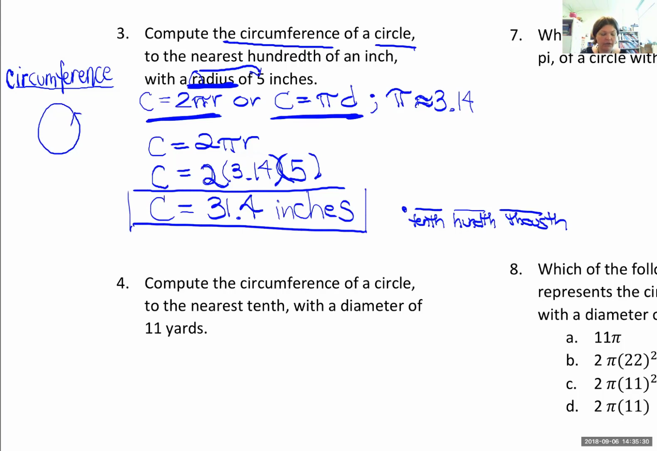Hallelujah. Love it. Straightforward. Just the trickiest part, again, will be choosing the formula. So this one says compute the circumference of a circle to the nearest tenth with a diameter of 11 yards. Okay, so I'm finding circumference. I know the diameter. What formula should I use? C equals pi and then D. Exactly. When do I use the one with D? When I know the D.